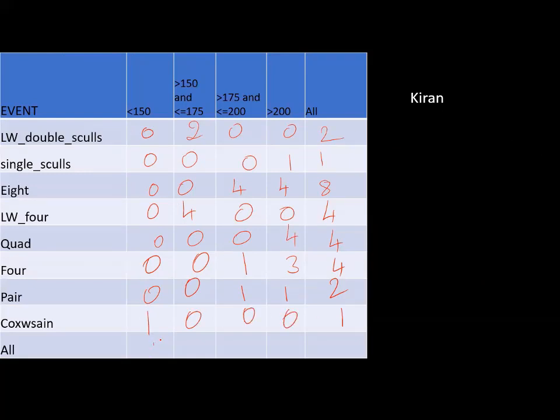Let us total this. The total of this is 1. The total of this is 6. The total of this is again 6. The total of this is 5, 4, 9, 10, 13. What is the total of this? 3, 7, 15, 19, 23, 26, 26. This is what it is.